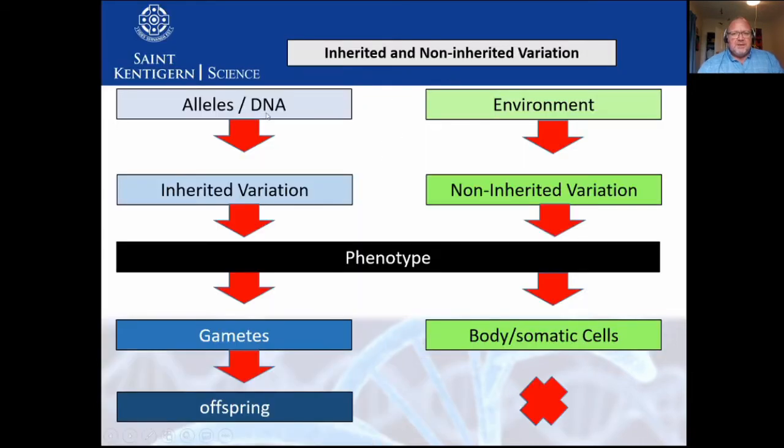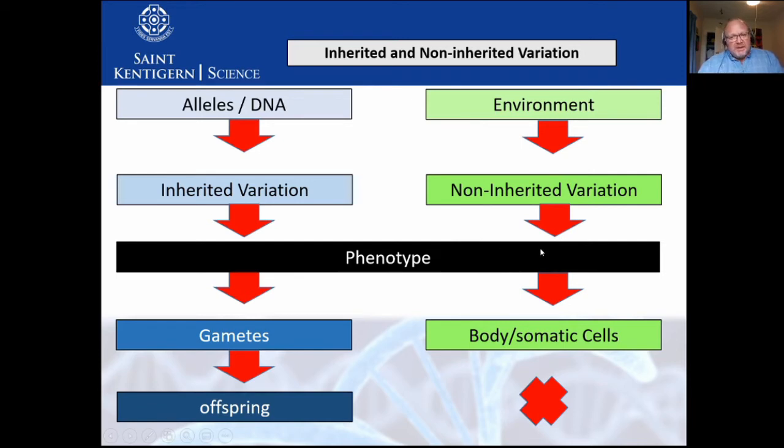Alright, so alleles and DNA, they're inherited. It has a role in your phenotype, but through the gametes. Remember, the gametes are your sperm and your eggs. Gametes are sex cells, sperm and egg, and that is passed on to your offspring. The environment gives you a non-inherited variation. It does have an effect on your phenotype. If you get a tattoo, you look different, and phenotype is the physical shape.